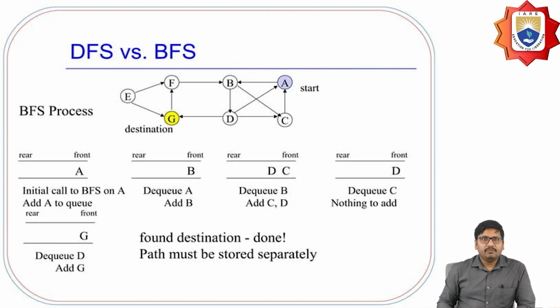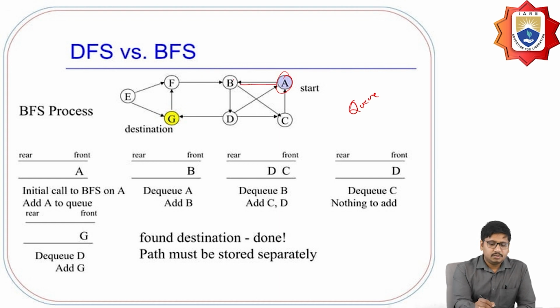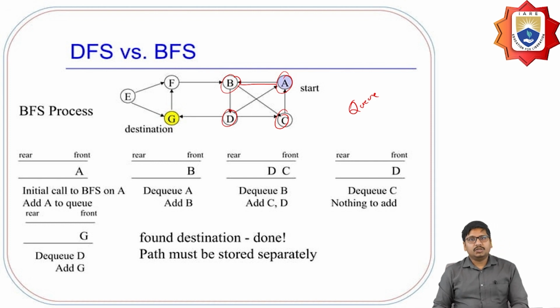When it comes to BFS, we have to make use of a queue data structure. In this queue, initially I insert the first node into the queue. What is the next one? B. Next C, and then D. Like this, I insert all these nodes into the queue data structure.